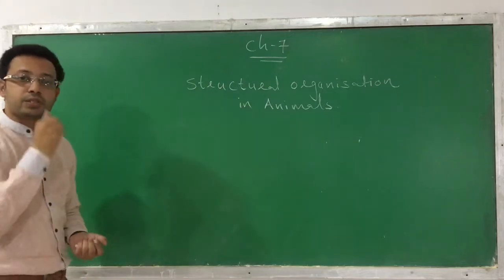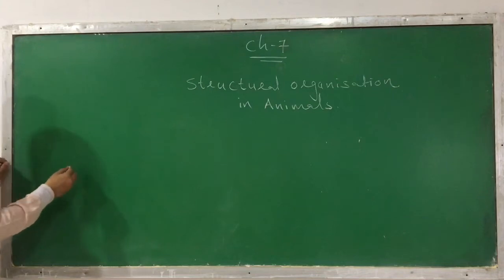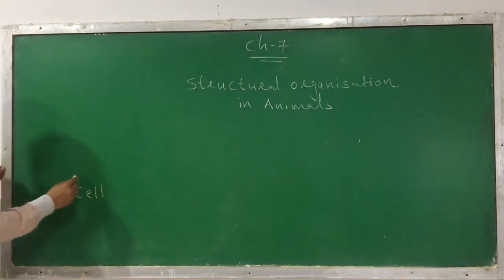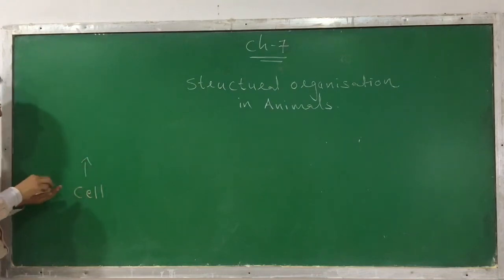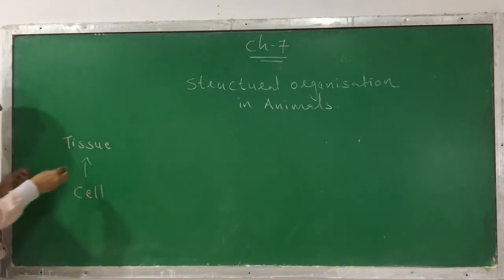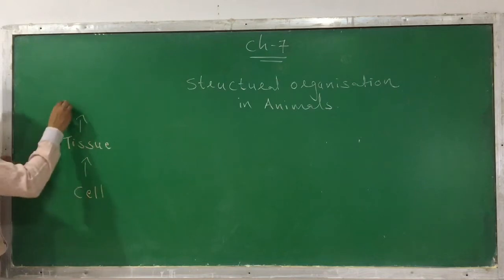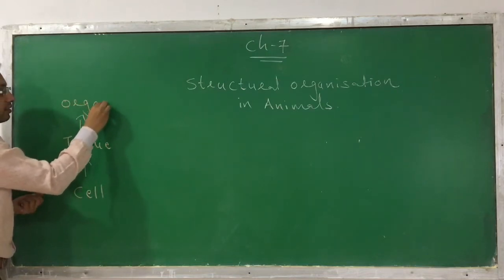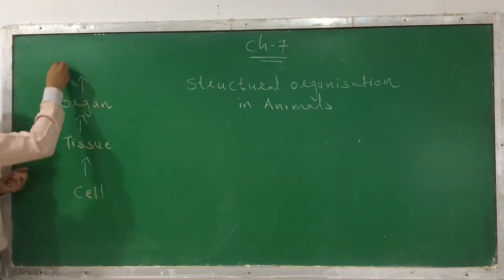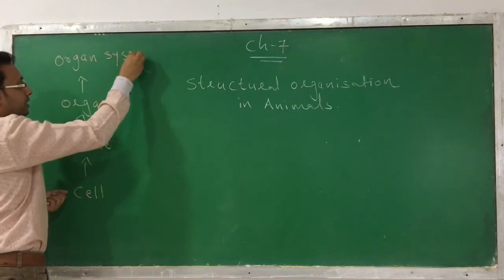You know that we have studied that the basic component you can find in a living organism is the cell. Now these cells combine together and form a tissue. So what does it lead to? It leads to the formation of tissue. Now these tissues combine together and lead to the formation of an organ. And these organs combine together and form an organ system.